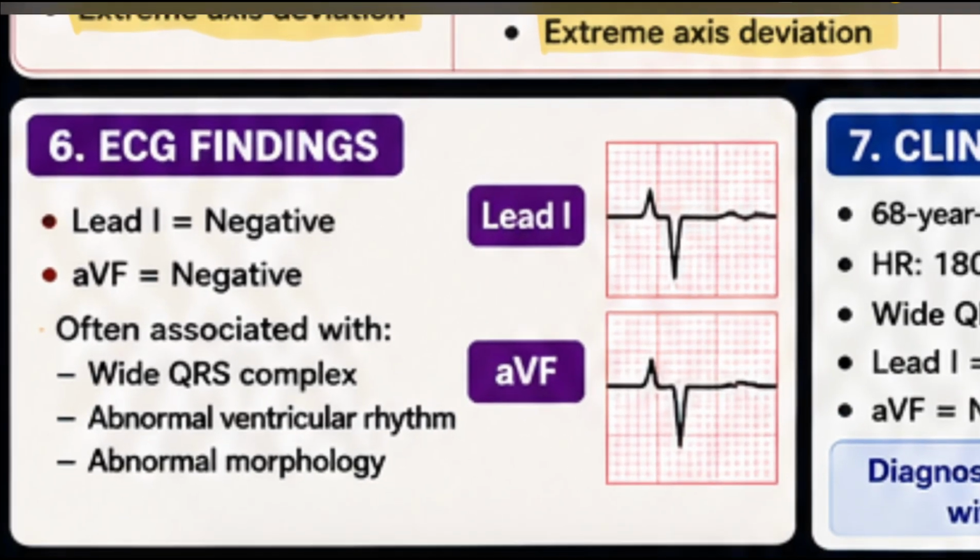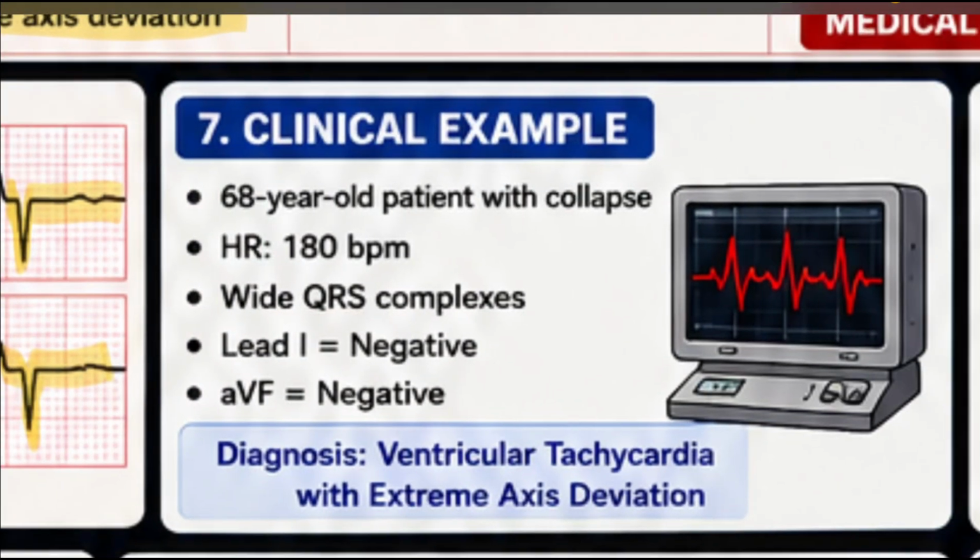Next we can see some ECG findings. Typical ECG findings include lead 1 is negative, so you can see it will go negative, downward, and AVF is negative. AVF will also go downwards. It is often associated with a wide QRS complex, abnormal ventricular rhythm, and abnormal morphology.